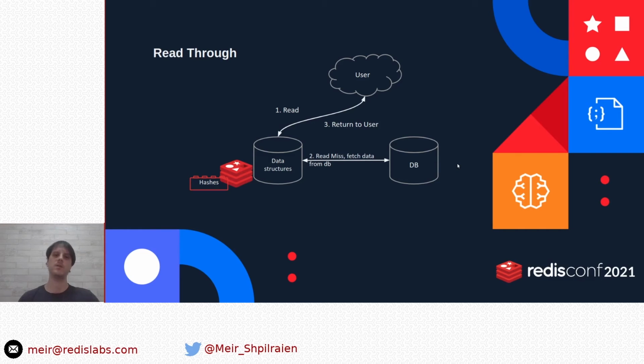Once the data is returned to Redis, Redis writes it locally to a key and also returns the result to the user. So the user is not even aware whether the data was fetched from Redis or from the backend database. The only difference is the latency, because if the data is missing, the latency will be higher. And I will show it in a demo in a minute.